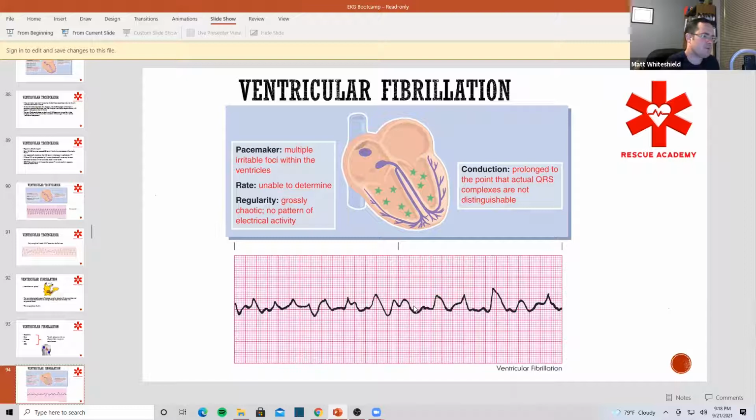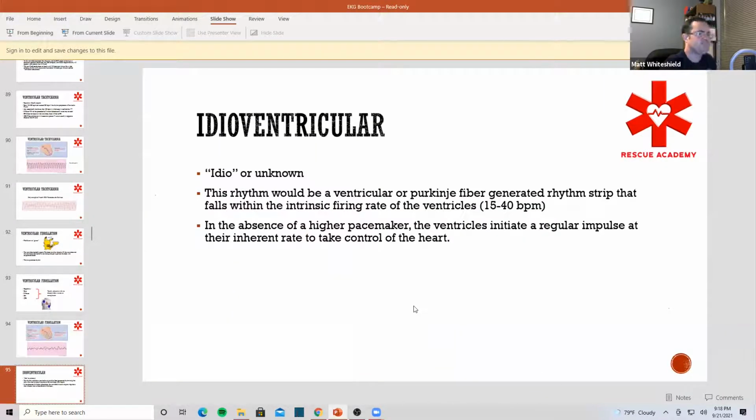So that's why we typically call it coarse or fine. Some fine Vfibs are very difficult to identify if it's fine Vfib or asystole. We'll talk a little bit about it. All right, idioventricular. We're almost at the end of the ventricular rhythms.